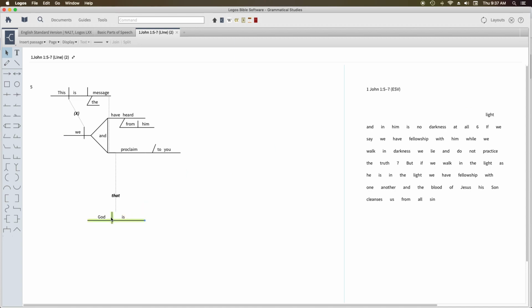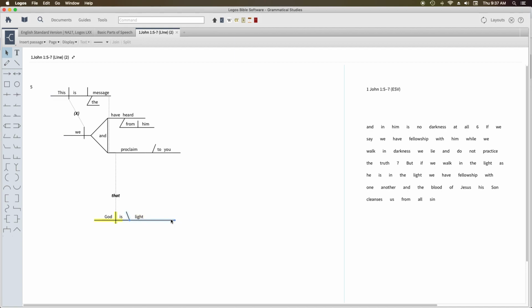Now the word light here is actually an adjective. So we're not going to use it as a direct object, but since it's an adjective, we're going to use our predicate adjective, or you could use predicate nominative. You could use either one. Really it's more of a predicate nominative because it's giving us a quality about who God is. God is light. It's giving us a characteristic of God.